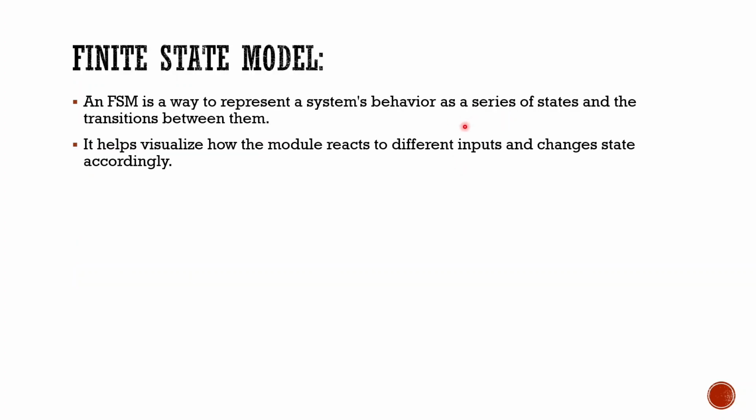Moving on to finite state models. A finite state model is a way to represent the system's behavior as a series of states and the transitions between them. It helps to visualize how a module reacts to different inputs and changes state accordingly. I won't be going through the details of what a finite state model is, as this is a very vast topic. I will only explain the basic idea.